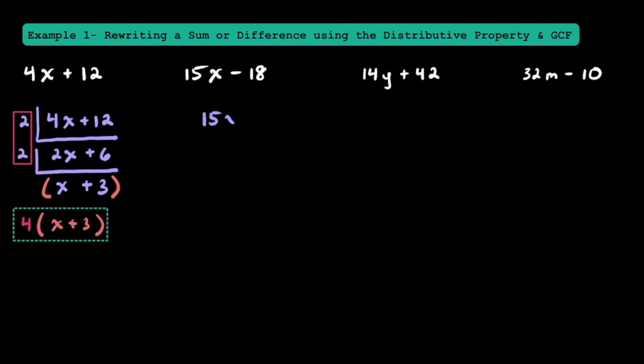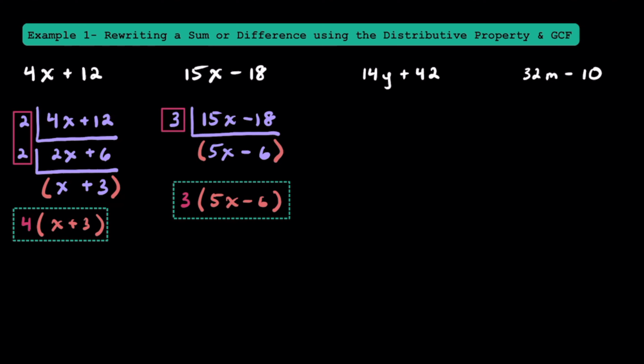Let's try 15x minus 18. Think about your factors of 15 and 18, and hopefully you come up with a factor of 3. 3 goes into 15x 5x times, and 3 goes into 18 6 times. Since 5 and 6 are relatively prime, 3 must be our GCF. We can group that 5x minus 6 in parentheses and write that right over here. Here's our equivalent expression. If you'd like to, feel free to distribute any of these GCFs to the terms on the inside and see if you end up with the original expression.